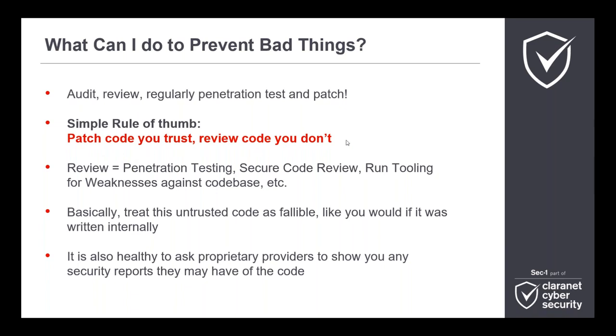So instead of just updating this 3 commit npm repo, realistically you want to have a look and make sure that that's not going to cause you any problems. So reviewing is pen testing, secure code review, running tooling for weaknesses against your code base, and so on, like DevSecOps. Treat any untrusted code as fallible, as though it was written internally. That's probably the most crystal piece of advice I can give there.